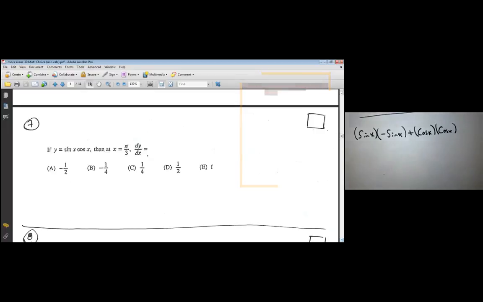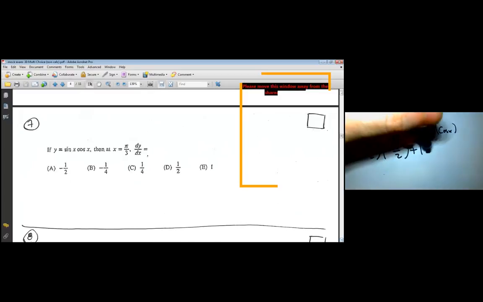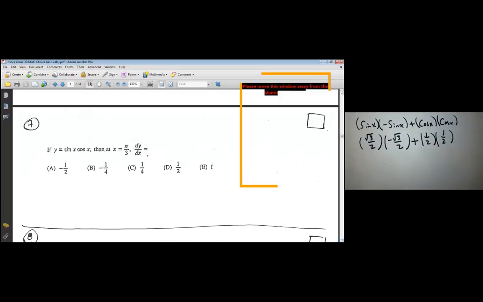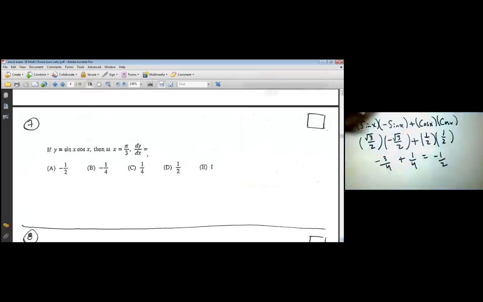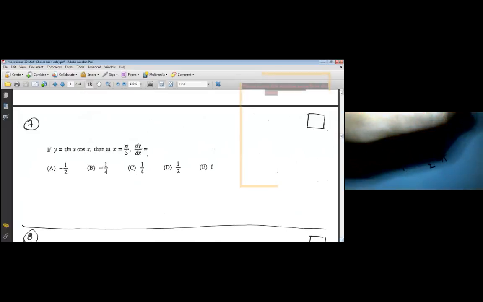And into that, we are plugging in pi over 3. Sine of pi over 3, that's at 60 degrees, is radical 3 over 2. At root pi over 3, we should get the same thing with a negative sign. And then a half. All right, we got to go further. Multiply that out, that's negative 3/4 plus 1/4, negative 2/4. Better answer, negative 1/2, choice A.